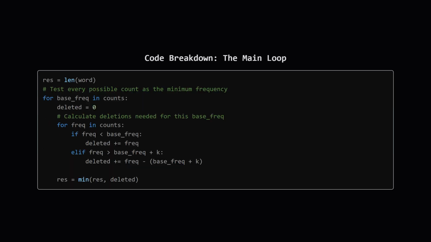Now for the main event. We start by assuming the worst-case scenario, that we have to delete every single character. Then, we start our main loop. We iterate through each of the frequencies we found, and in each turn we pretend that frequency is our base frequency. Inside, a second loop calculates the total cost. For every other character's frequency, it checks, is it too low? If so, add its full count to our deleted total. Is it too high? If so, add the extra amount to deleted. After checking all characters for one base frequency, we see if we found a new, lower total for deletions. We repeat this for all possible base frequencies and keep the best result.